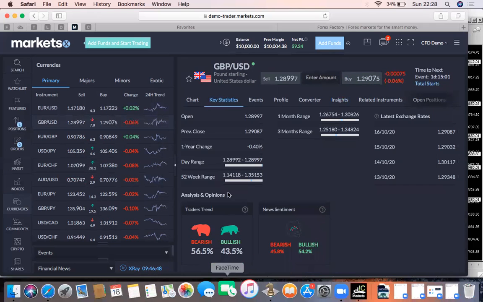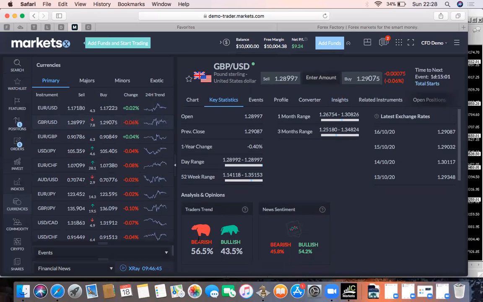Okay, so you can see bearish is 56 and bullish, but from the new sentiment we should be going bullish. So GBP should be a buy because we have more sellers and the news sentiment is saying buy. So if I'm trading the GBP now, I'll be more focused on looking for buy entries, either on the 1 minute or 5 or the 1 hour.